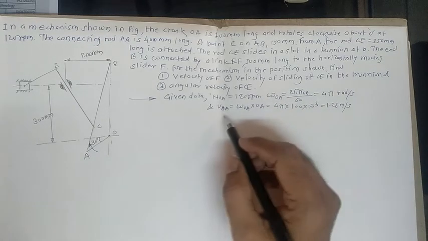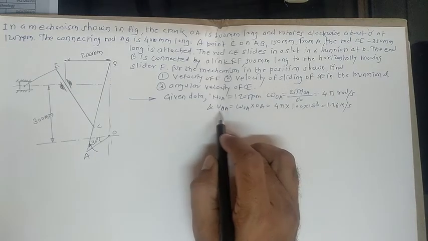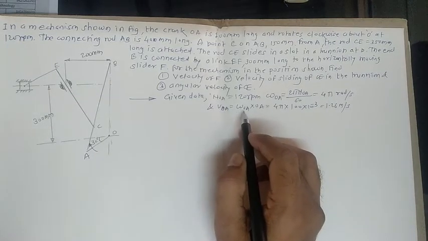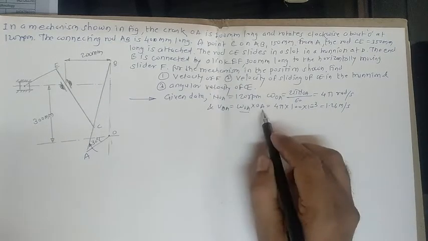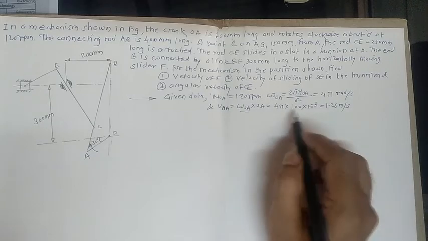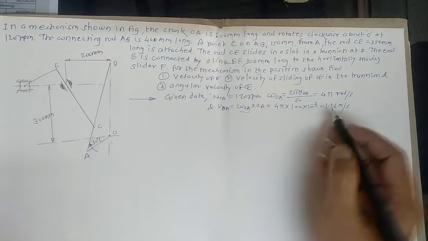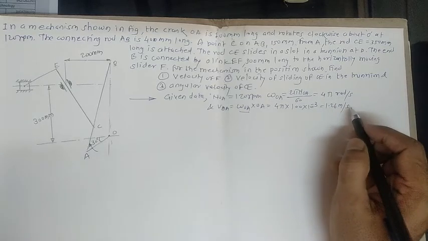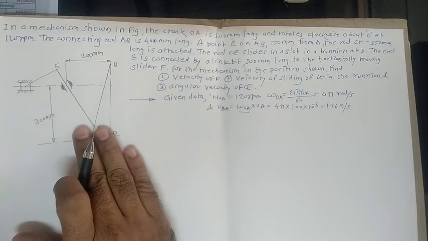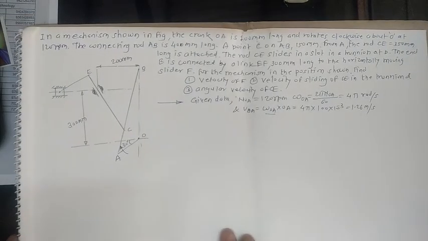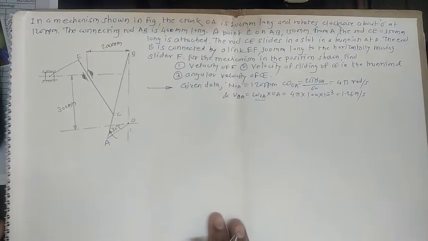At the same time, get the linear velocity of the same link by using this relation, VOA equals omega OA multiplied by OA, equals 4 pi multiplied by the length of OA, which is 100 multiplied by 10 raised to minus 3, that will convert it into meter. So we can get 1.26 meter per second. Once we get this information, whatever the mechanism is given, first of all, redraw this mechanism as a configuration diagram or space diagram with some suitable scale.